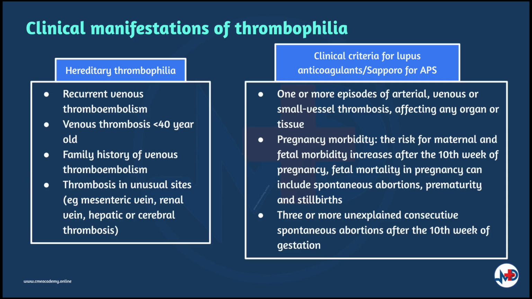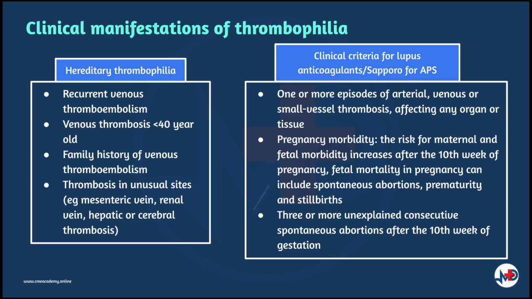Hereditary thrombophilia should be suspected in patients with a history of any of the following: recurrent venous thromboembolism, venous thrombosis before the age of 40, a family history of venous thromboembolism, or thrombosis in unusual sites such as the mesenteric vein, renal vein, hepatic vein, or cerebral thrombosis.